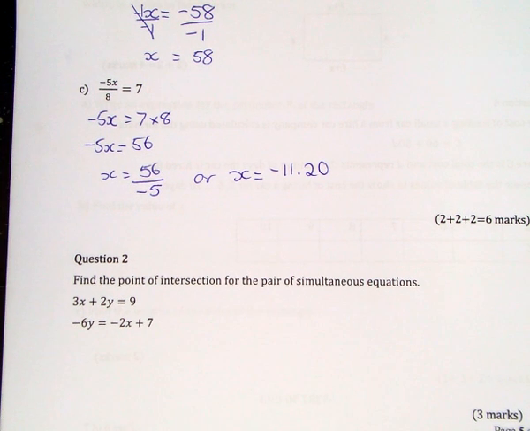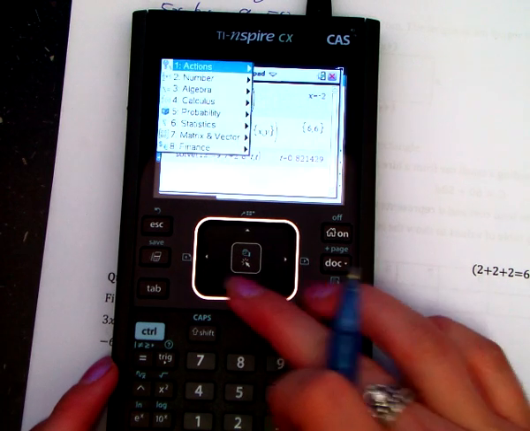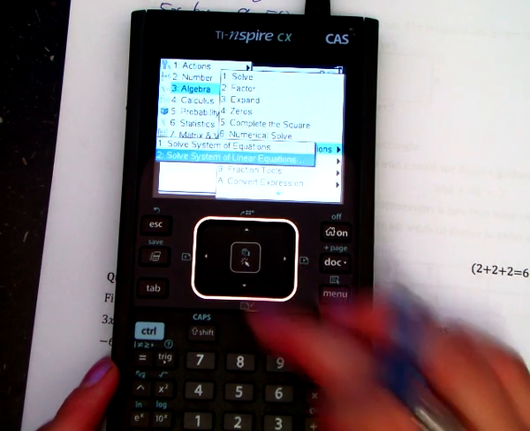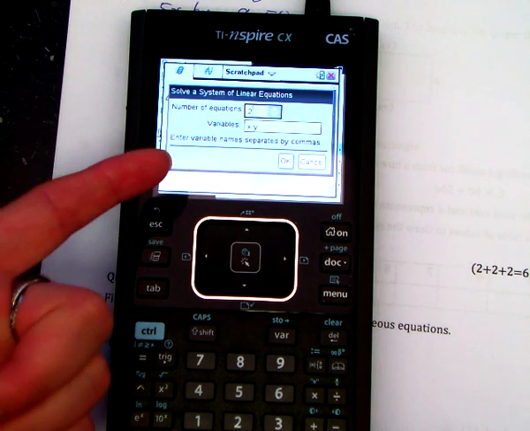Question 2. Find the point of intersection for the pair of simultaneous equations, 3x plus 2y equals 9, and negative 6y equals negative 2x plus 7. We need to use our linear solve function on our calculator for this. So again, the steps for you are menu, algebra, solve system of equations. Solve system of linear equations, we want to have two equations and the variables x and y.